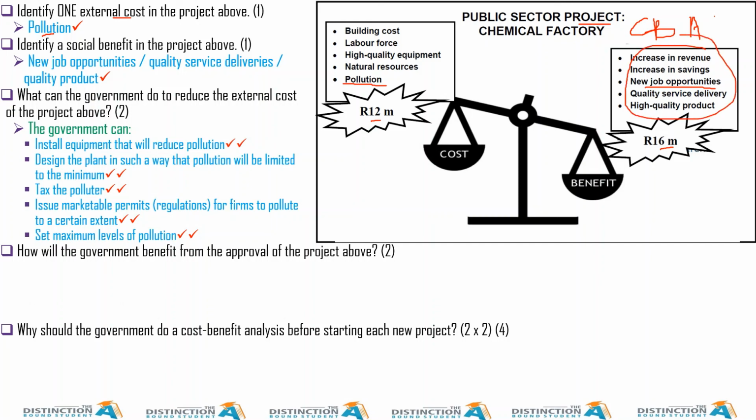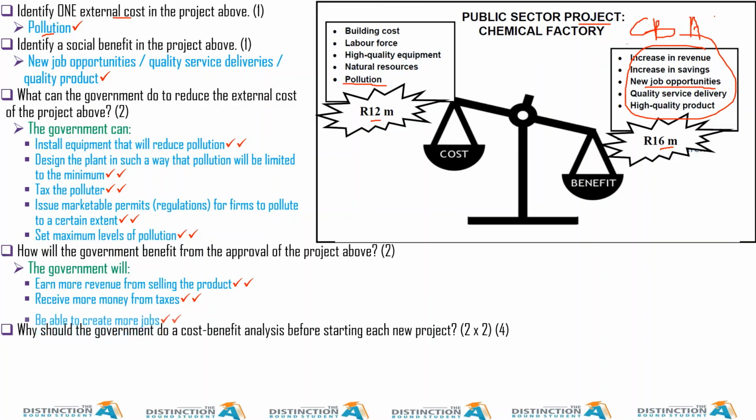You can see this is how the government benefits. So just look for anything that is government related. So the government will earn more revenue from selling the product. The government will receive more money from taxes and be able to create more jobs because that helps the government.